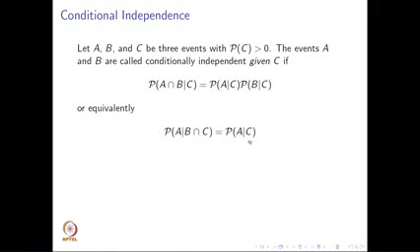What it says is that the probability of A calculated after knowing the occurrence of event C is the same as the probability of A calculated after having knowledge of occurrence of both events B and C. Thus, observing the occurrence or non-occurrence of B does not provide any extra information, and thus we can conclude that the events A and B are conditionally independent given C.